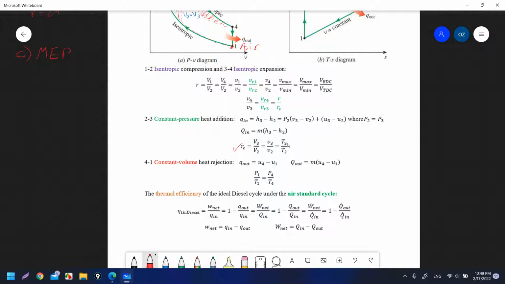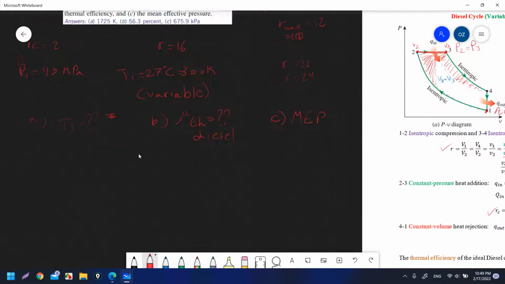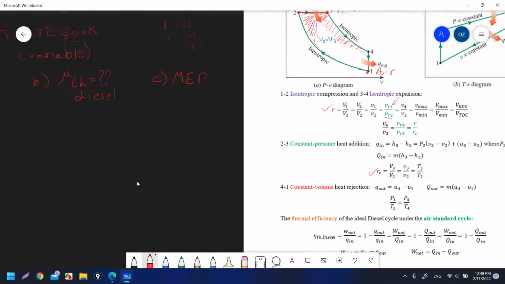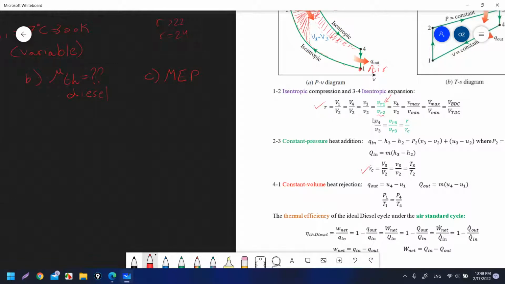The relative volume VR2 is in this equation. I have R, but I don't have VR1. In order to have VR1, I need something at state 1. The question gives T1 equal to 27 degrees Celsius or 300 Kelvin. So I can use T1 to find VR1, then use the equation R equal to VR1 over VR2 to find VR2. Then using VR2 I can find T2. Then using the equation RC equal to T3 over T2, I can find T3.